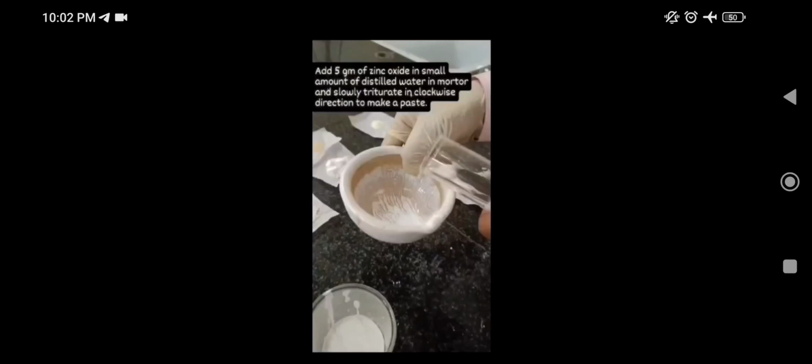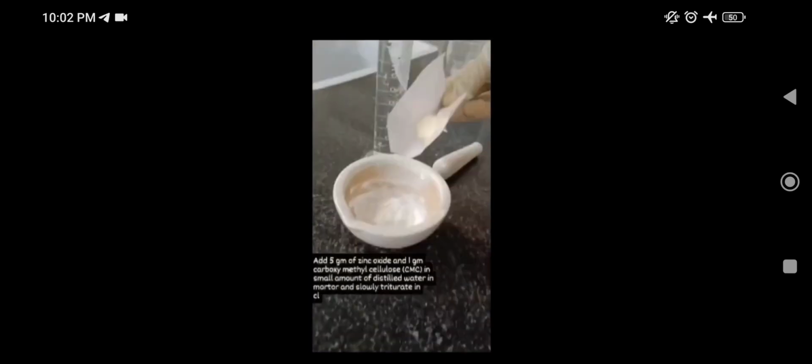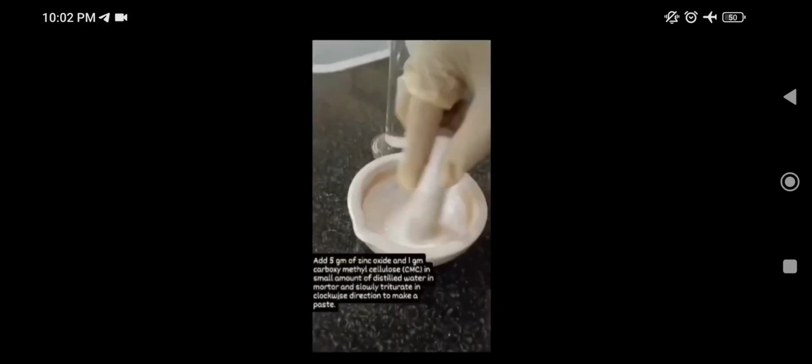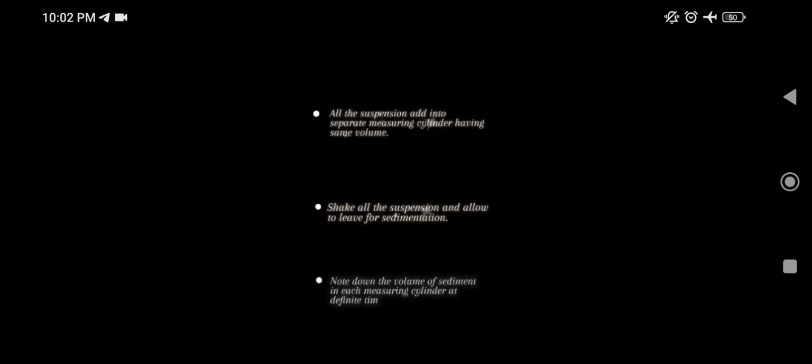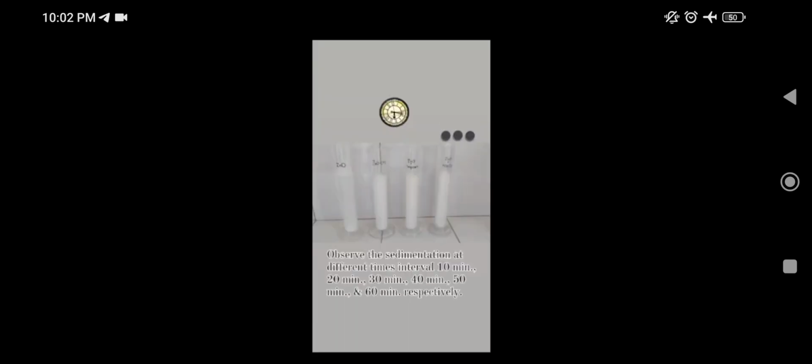So first prepare 5% zinc oxide. And then observe the time interval.